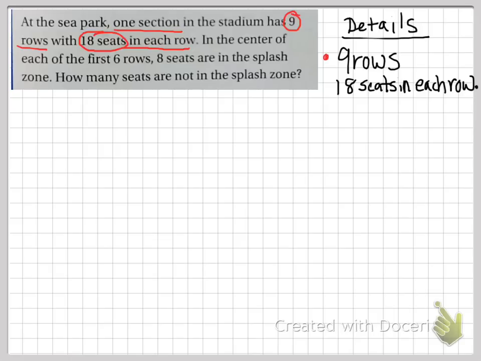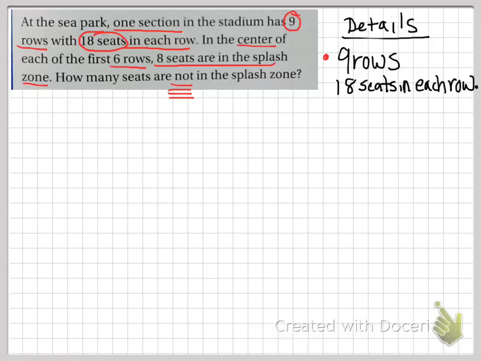So let's take some details. In the center of each of the first 6 rows, 8 seats are in the splash zone. How many seats are not in the splash zone? Oh, that's important. They don't want to know how many seats are in the splash zone. They want to know how many seats are not. Okay, definitely a multiple step problem.